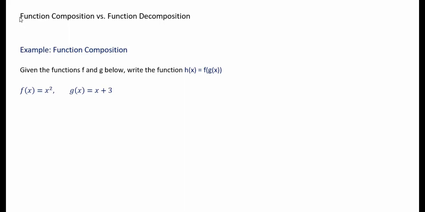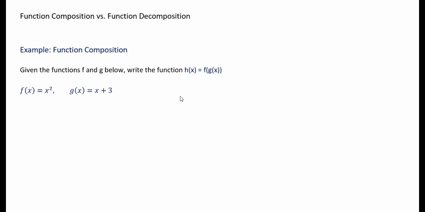All right, let's talk about the difference between function composition versus function decomposition. Let me start with a simple composition example, because to know how to decompose, you first have to know how to compose two functions. So I made up a couple of functions, f and g, and my job is to find a third function, h of x, which is defined to be the composition f of g of x.